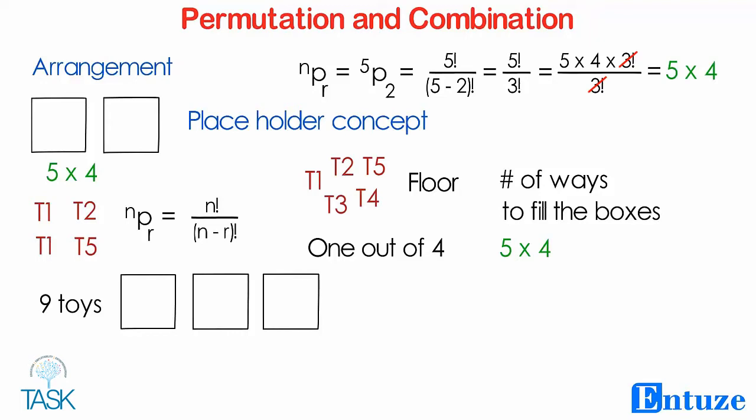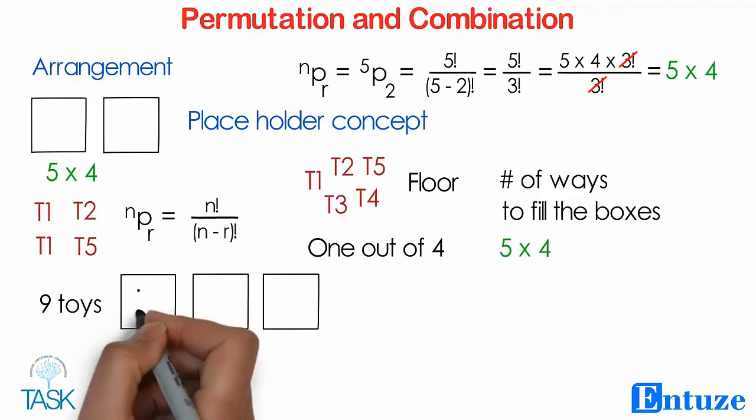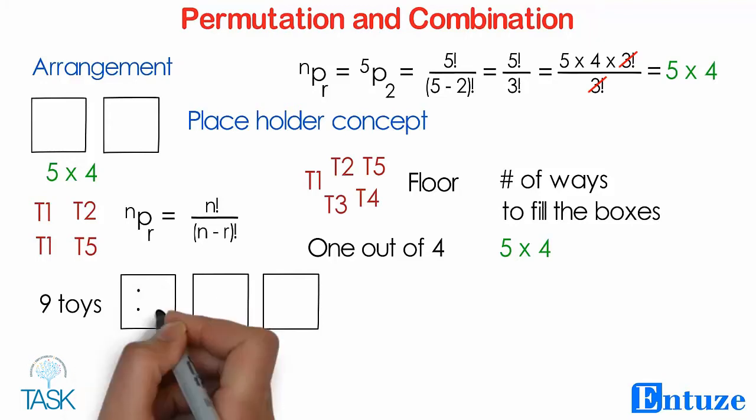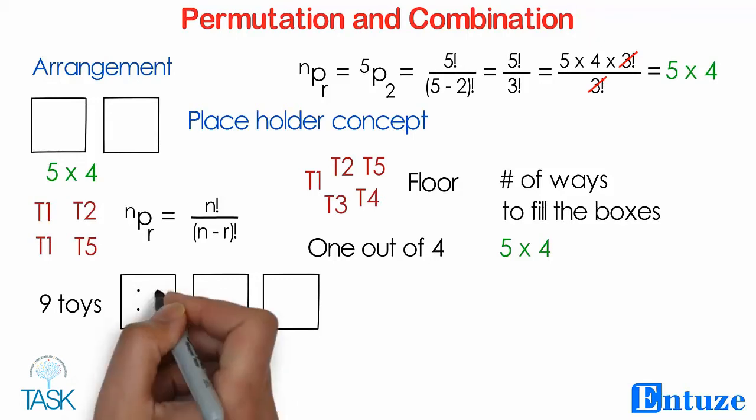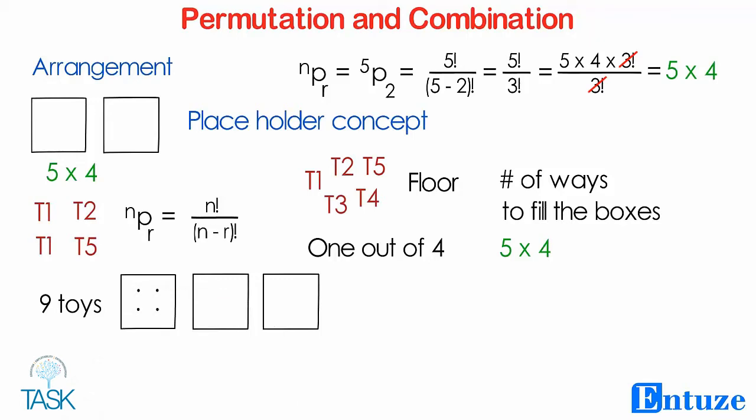I only know that I have to pick up a toy and put it in the box, which means that out of the 9 toys, I can pick up any one and put it. So I can put toy 1 here, or I can put toy 2 here, or I can put toy 3 here, or toy 4 here. And as long as I know that I can fill it up in 9 ways, because out of T1, T2, T3 up to T9, I can pick up any one toy out of 9 and fill the first box. So the first box can be filled up in 9 ways.